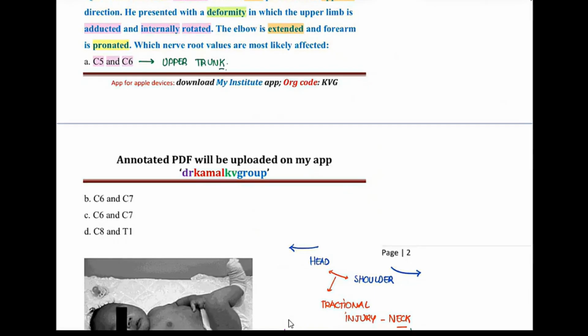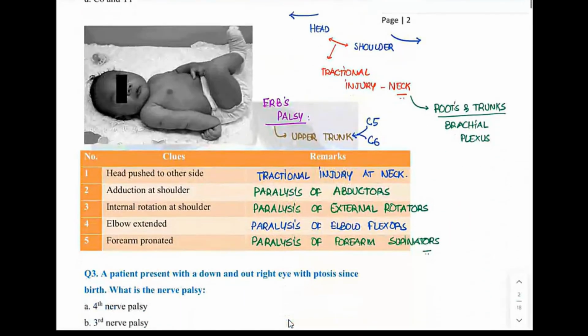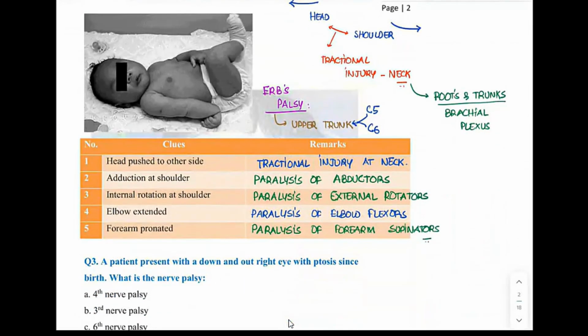Clear? So this is a classical picture of Erb's palsy, and in this particular image, this is actually an obstetrical complication, means at the time of delivery, if there is tractional injury to the neck, the baby can have Erb's palsy. So very important topic from exam point of view.